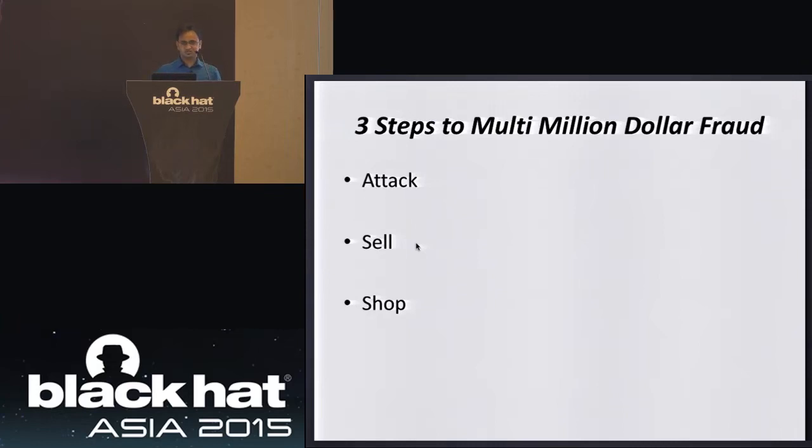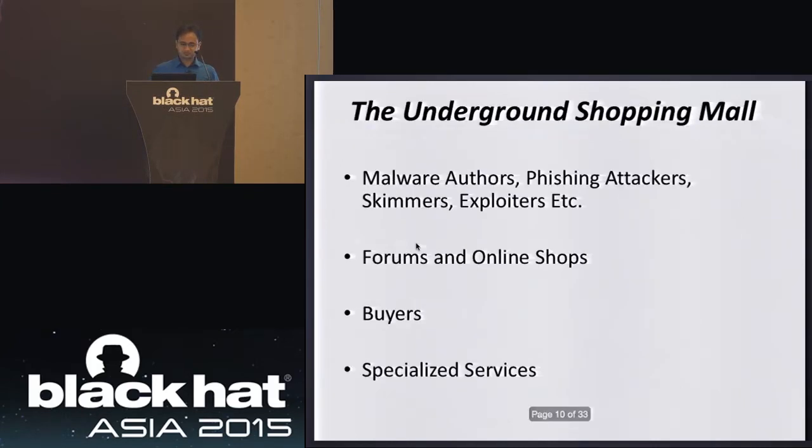So I've listed 3 important steps to multi-million-dollar fraud. The first one is the attack, which we have just seen, how POS malware attacks the terminals. The next one is selling that information. Definitely, when you have the information, you have to sell it. You have to make a return on your investment. And the last one is shop. Once you have hold of, let's say, anyone's credit card information, how do you go ahead and shop with that information, how do you actually convert it into money? That we'll see in a while.